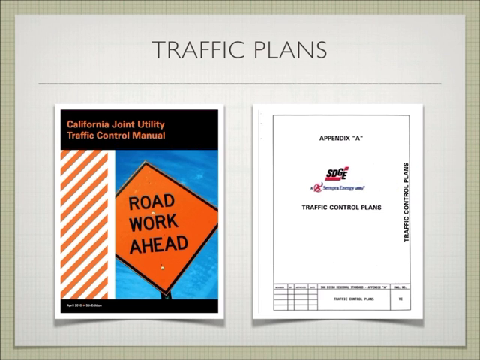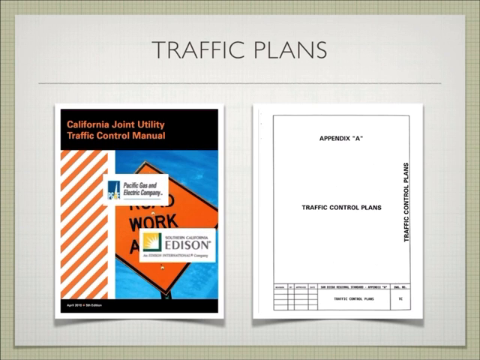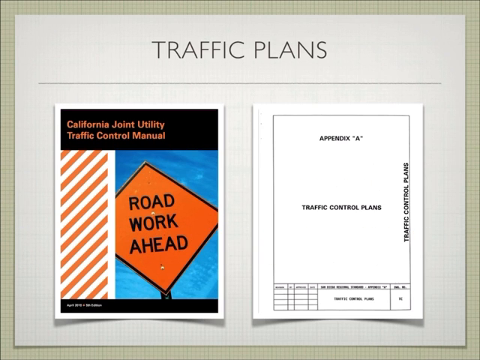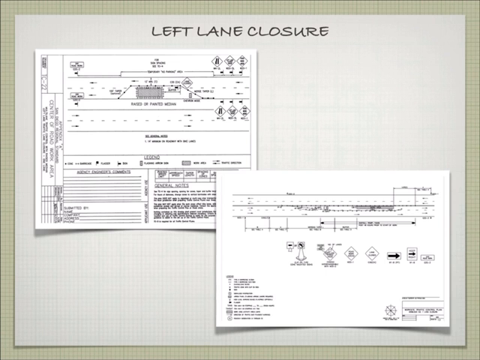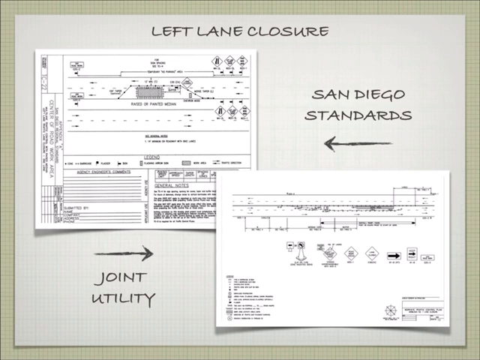If you're going to be working in the SDG&E territory, you're going to be going over the San Diego standards. And if you're going to be in Edison and PG&E territory, you're going to be looking at the California Joint Utility Control Manual. Both sets of standards have variations for different types of road work. Right now we're going to be taking a look at a couple different left lane closures. Just note that there are many variations, and it's really important that you look at your road layout and you pick the proper plan that goes along with that road layout.